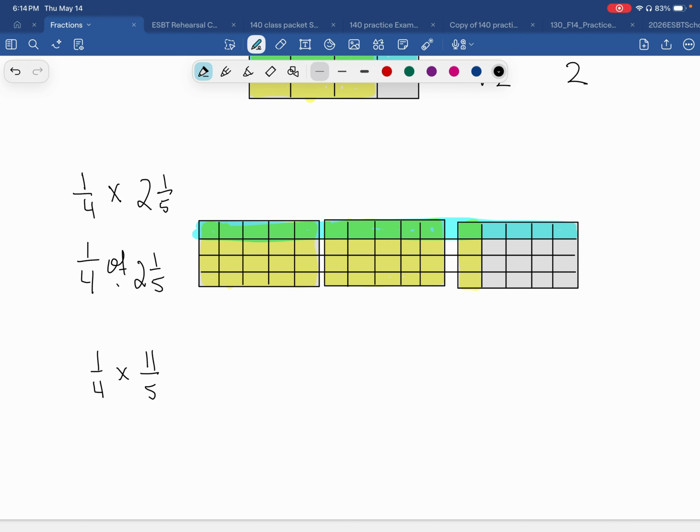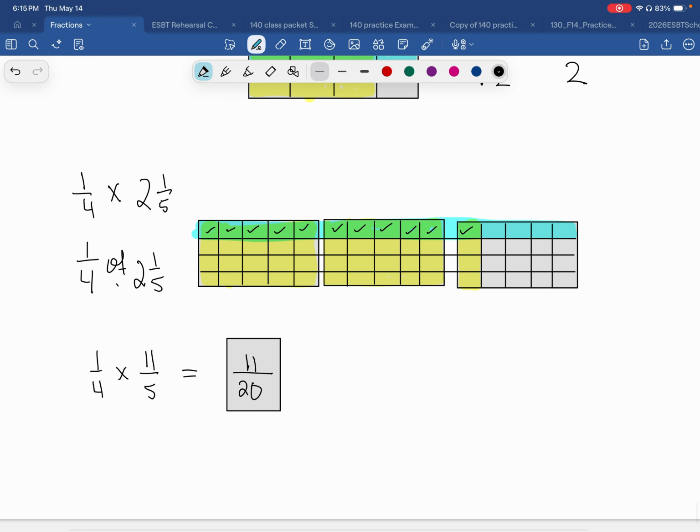And so what do I have? Well, each of those boxes is now cut. It's 4 by 5. So it's now cut into 20 pieces. So each of those little pieces is a 20th. And I have 1, 2, 3, 4, 5, 6, 7, 8, 9, 10, 11 of them double shaded. And so my answer is going to be 11 20ths. And you can see that that's just 1 times 11 and 4 times 5. So that's what we have.